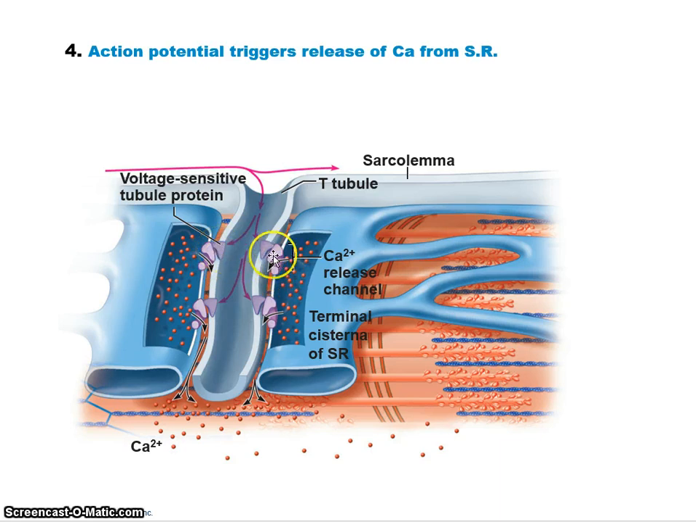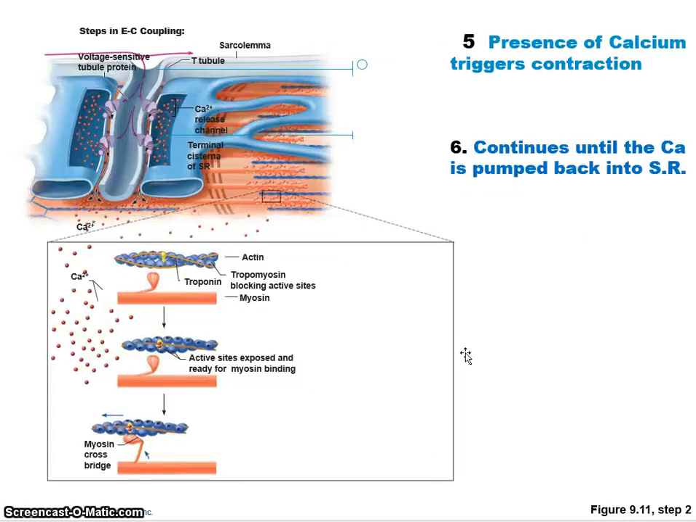So here you have some electrically sensitive proteins that are coupling the T-tubule with the sarcoplasmic reticulum, and when this electrical signal travels down the T-tubule, it delivers a little shock to the sarcoplasmic reticulum, and then the calcium is no longer stored just in here, but it's free to float around in the cytoplasm and to come in contact with our actin and myosin.